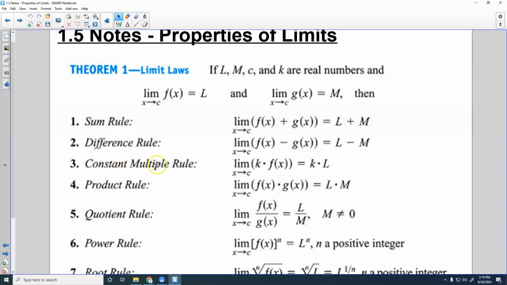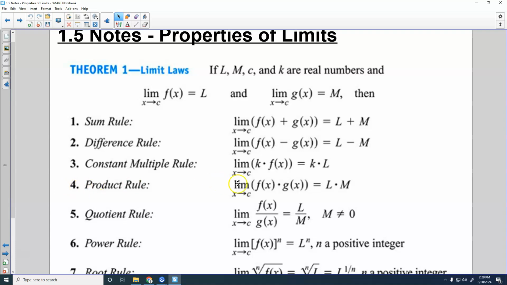The constant multiple rule, sometimes called a scalar multiple rule, is if you're multiplying some number k by your function f of x, then your answer is going to be that number times whatever L is for that. It has to be a number. If it's got a variable with it, then it's a whole different function, and that's going to change things a lot. But if it's just a number, it's just going to be whatever that number is times the limit that you would get if it wasn't there.